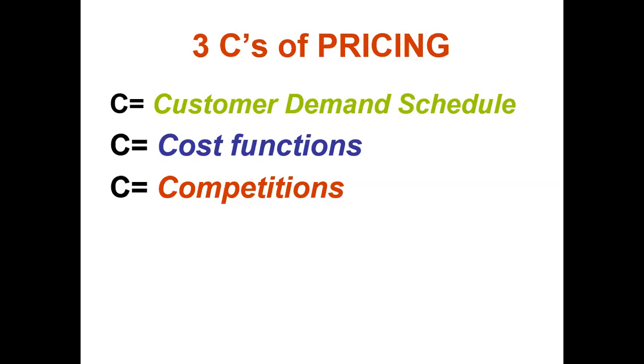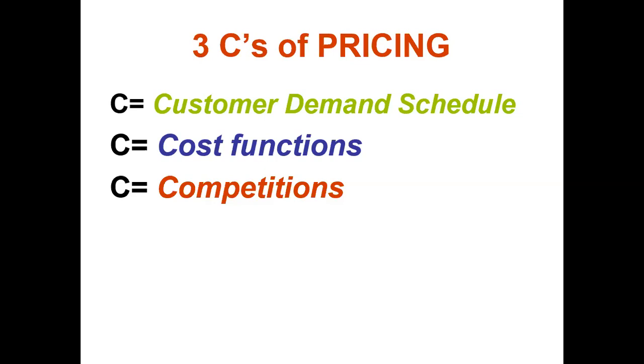The three C's stand for: the first C stands for customer demand schedule, the second C stands for cost function, and the third is competition. The first is the customer demand schedule. The customer demand schedule basically tells about at what price level what would be the demand from the customer.